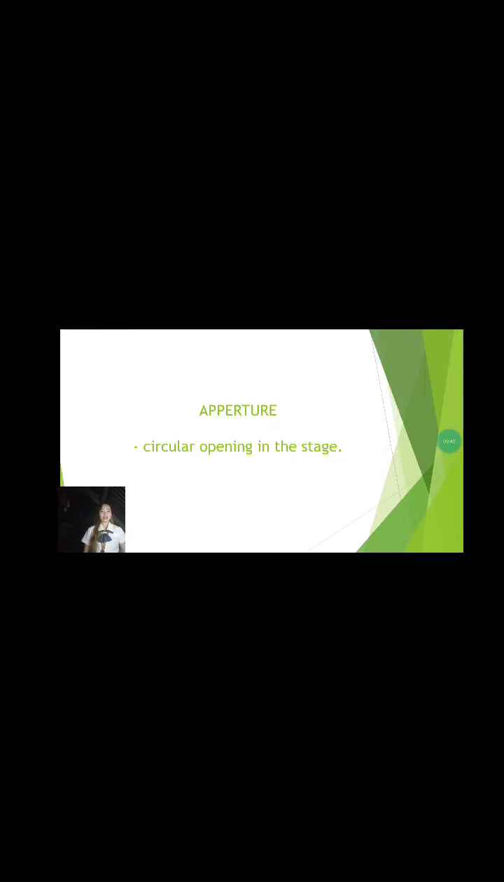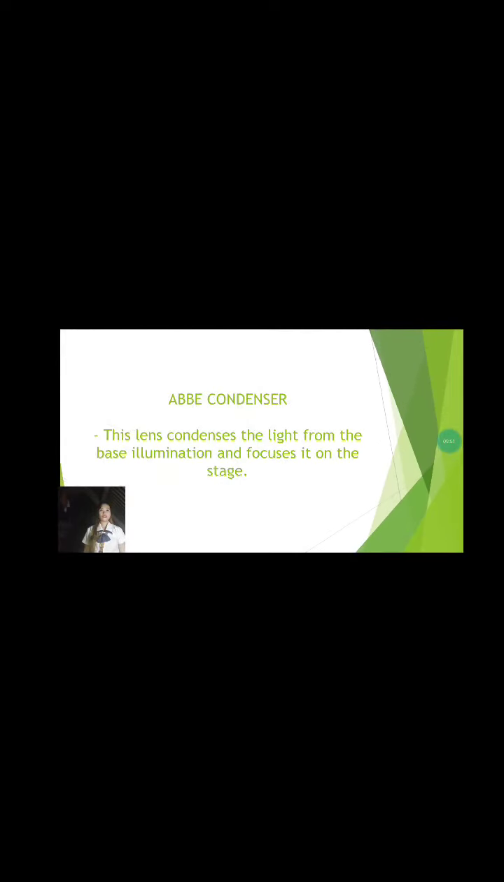So next is the condenser. This is the lens that condenses the light from the base illumination and focuses it on the stage. This piece of the compound microscope sits below the stage and typically acts as a structural support that connects the stage to the arm or frame of the microscope.